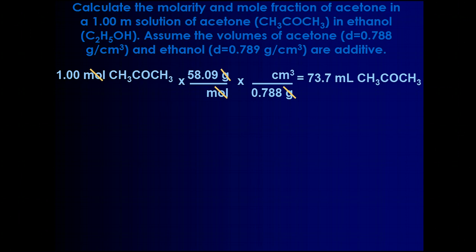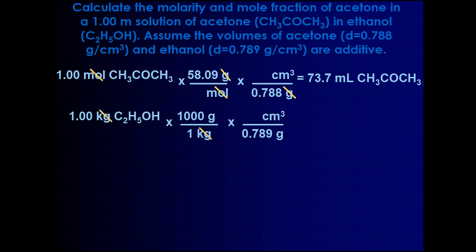I will do something similar to get the volume of the ethanol. 1 kilogram of ethanol, I'm going to convert from kilograms to grams. And now I'm going to use my density to get from grams to a volume to get 1,270 milliliters of ethanol. Why we wanted to do this, and I should have said this before, I apologize.